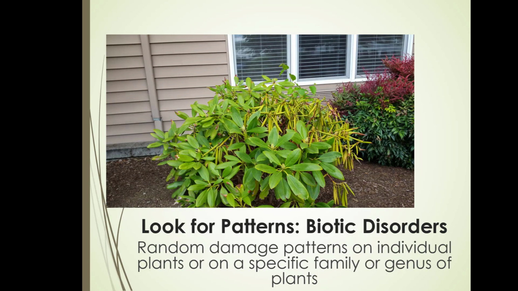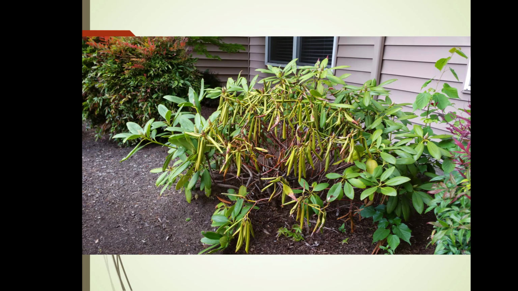So you look for patterns, and this is a biotic disorder or disease that's going to be random in pattern, and again on a specific family or genera of plants. So most of this rhododendron looks healthy, but you can see one section has curled leaves and drooping. Here's another view from the side here. It could very well be Phytophthora, which is a root rot. So to confirm, you want to send that into a lab to determine what you need to do here.